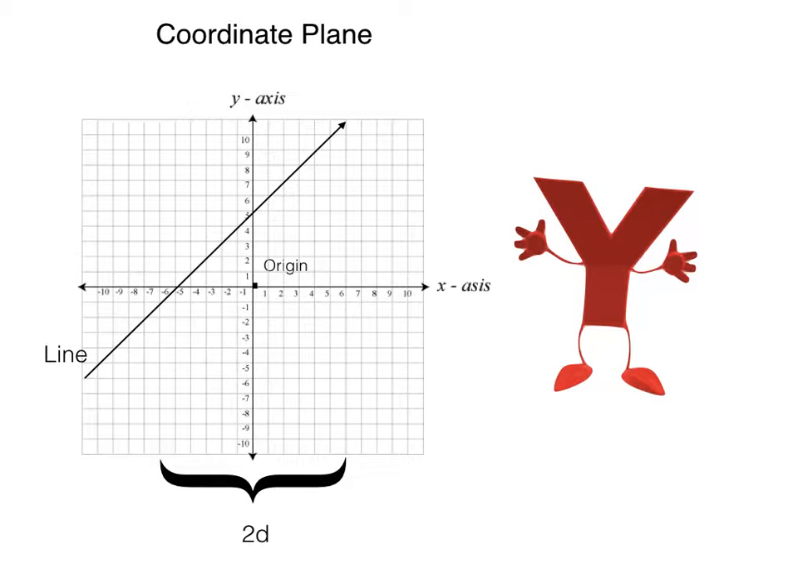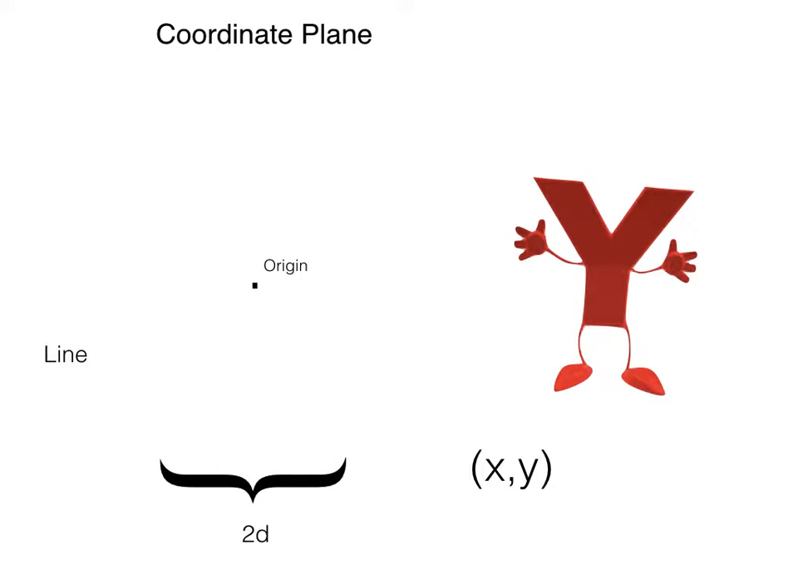All of the lines we are looking at are on the coordinate plane, and are two-dimensional. Points can be made in parentheses with the form (x-coordinate, y-coordinate). Now let's go!